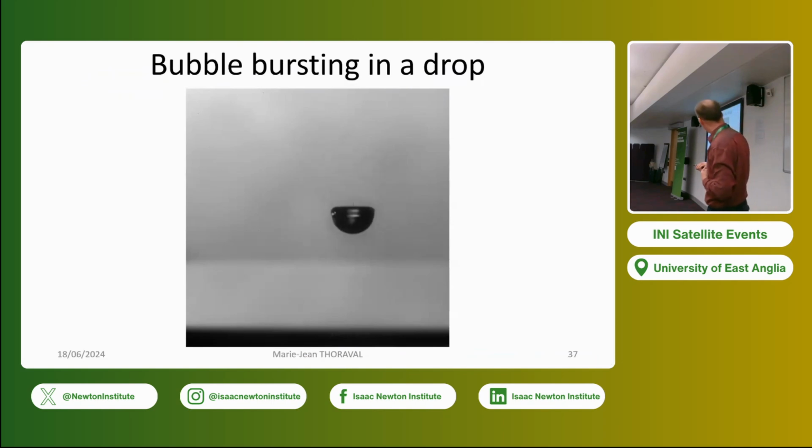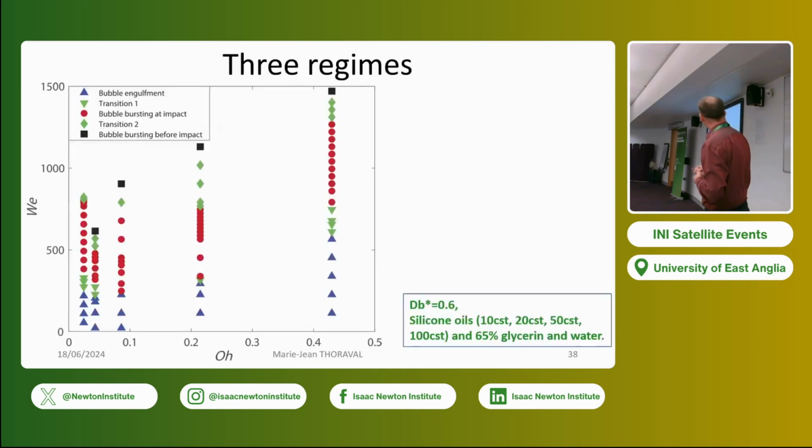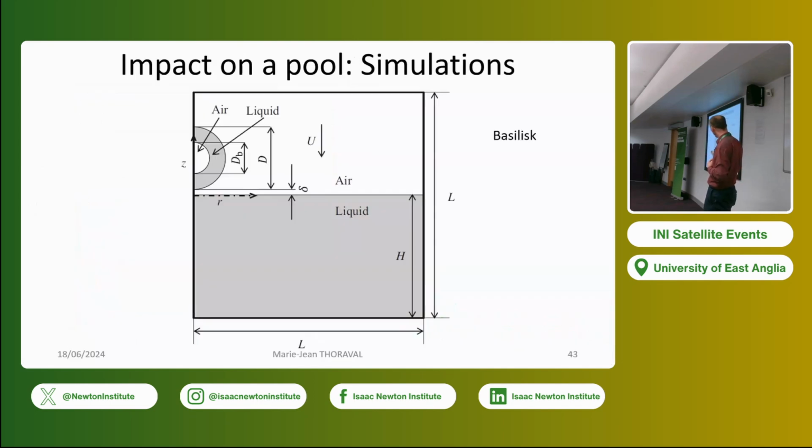And this is some of the dynamics that you can observe: a bursting bubble inside the flying droplet. It's a nice jetting phenomenon. So these are different conditions. You have the encapsulation of the bubble at low impact velocity, you get bursting during impact, and finally the bursting before impact. As you increase the viscosity, it has a stabilizing effect, so you can go to higher impact velocity and still entrap the bubble into the pool.